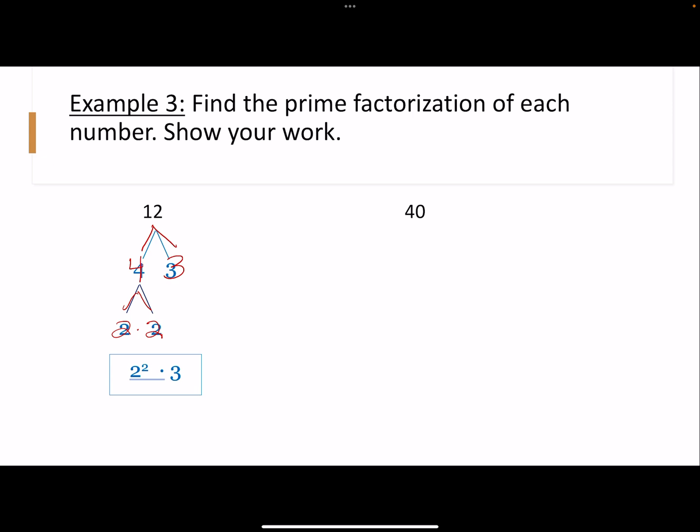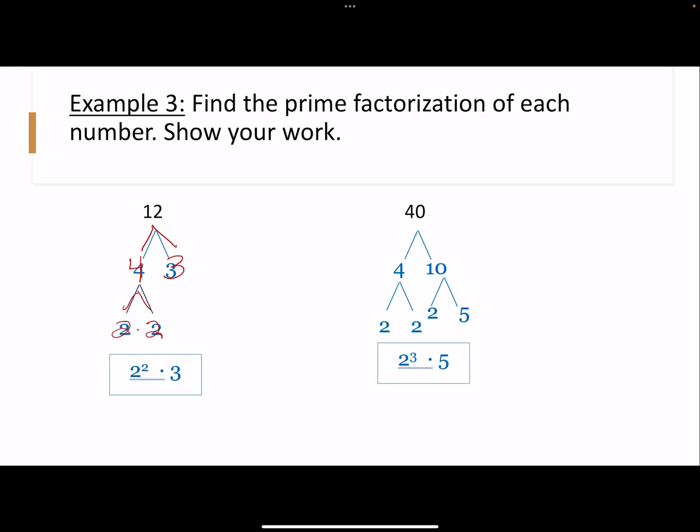Now let's look at 40. There's several different ways that I can multiply two numbers together and get 40. Some of you may start off by thinking about 4 times 10. Others might think about 8 times 5. Others might think about 2 times 20. Again, it doesn't matter what you started with. I actually broke it down into 4 times 10. Both 4 and 10 are composite numbers.